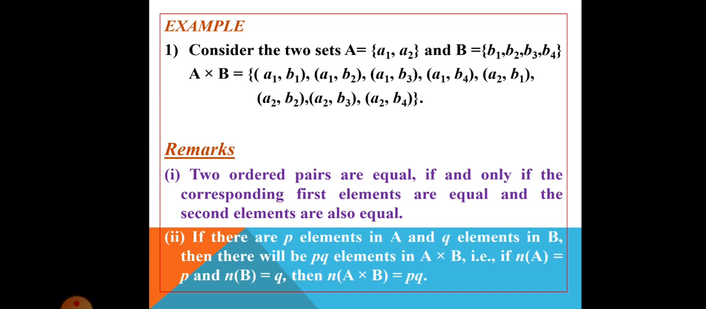Next, the second one: if there are p elements in A and q elements in B, then there will be p into q elements in A cross B. That is, if n(A), the number of elements in A, is equal to p and the number of elements in B is equal to q, then the number of elements in A cross B is equal to p into q, that is pq. For example, if set A contains 3 elements and set B contains 2 elements, then the number of elements in A cross B is 3 into 2, which is equal to 6 elements.